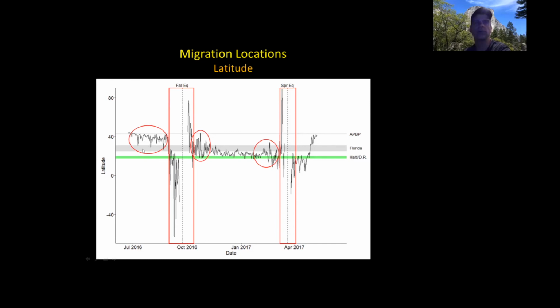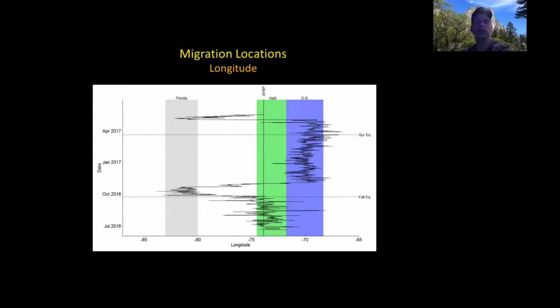This bird was probably still in New York, or still close to New York, but you can see the variation here. And you can see that that variation is very noisy throughout. So latitude is not super helpful. Fortunately, longitude is less sensitive to the equinox, and it provides a somewhat clearer picture.